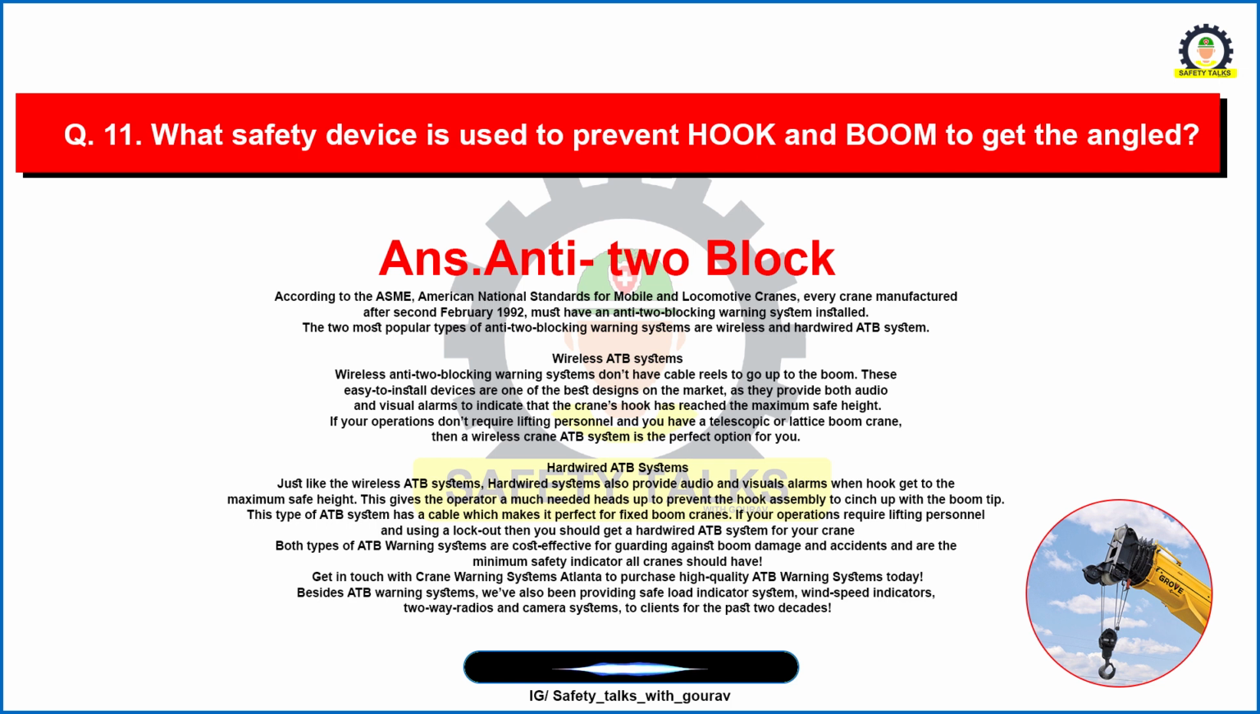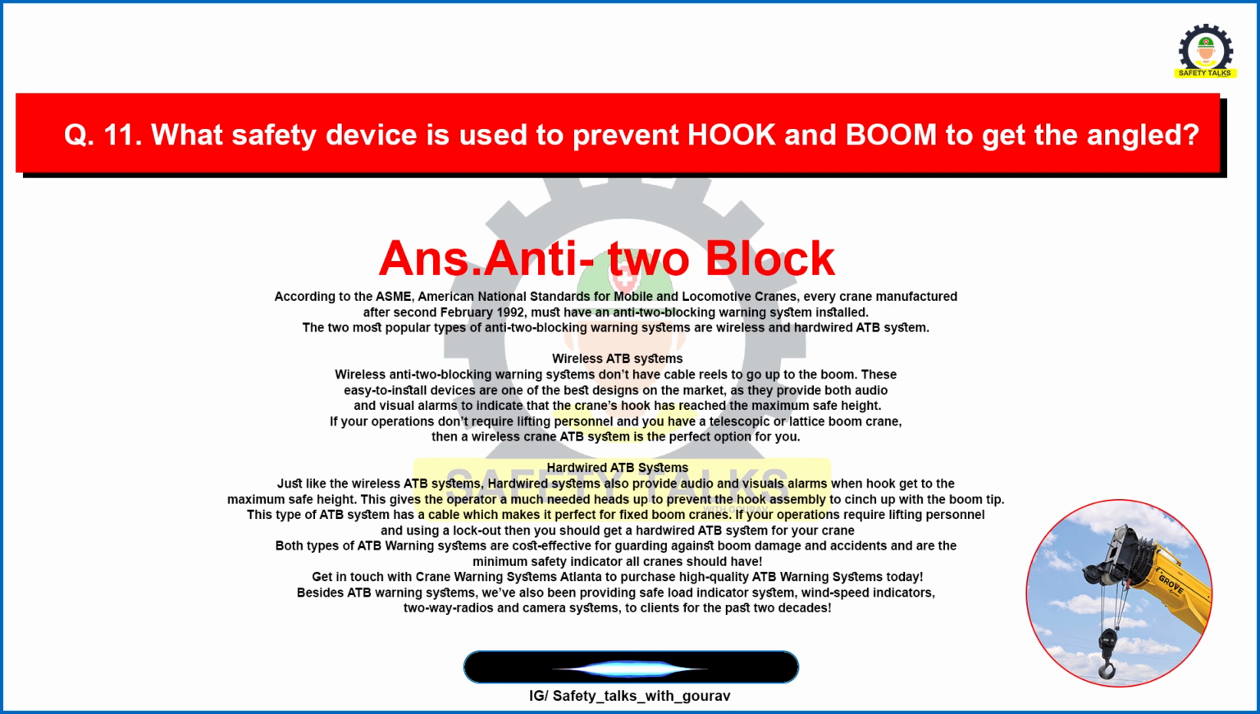Wireless anti-two blocking warning systems don't have cable reels to go up to the boom, but these easy to install devices are one of the best designs on the market. They provide both audio and visual alarms to indicate that the crane hook has reached the maximum safe height. If your operation doesn't require lifting personnel and you have a telescopic or lattice boom crane, then a wireless crane anti-two block system is the perfect option for you.